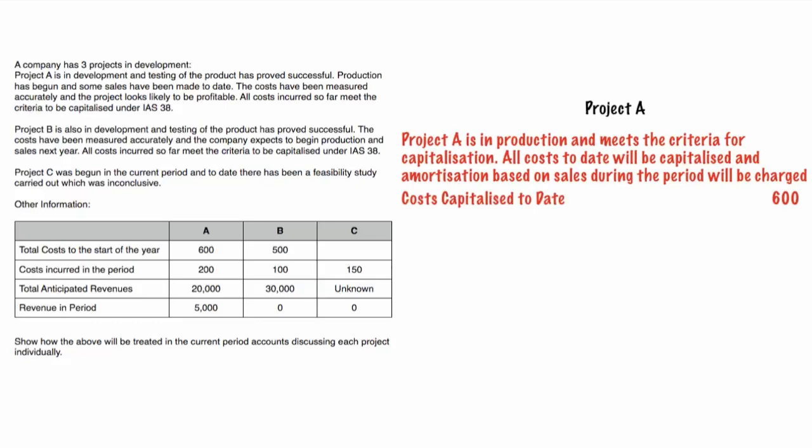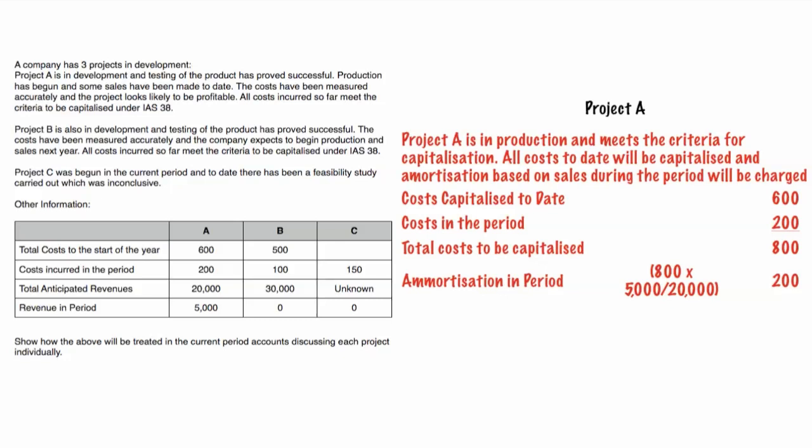So costs capitalised to date were 600, costs in the period 200, so that gives us total costs to be capitalised of 800. Amortization in the period will be the 800 times the prorated sales of 5,000 out of the expected 20,000. And the intangible asset carried forward will therefore be 600. So that's how we would deal with Project A.